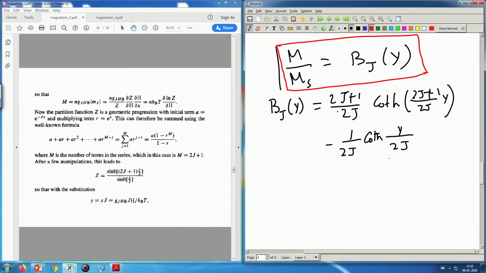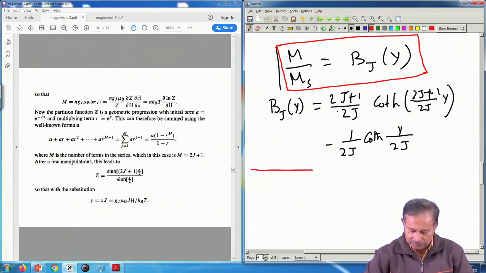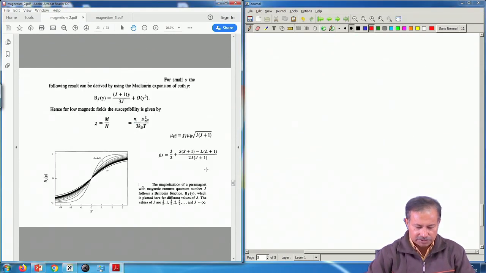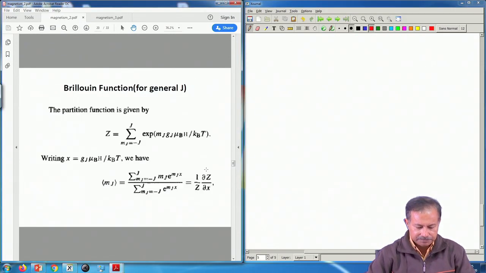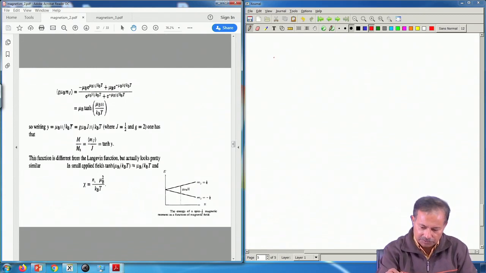So, we have been doing paramagnetism of free ions, free moments, and then what we did is that we considered two cases. Let me write it down. There are two cases: one was j equal to half, and the other one was any j.